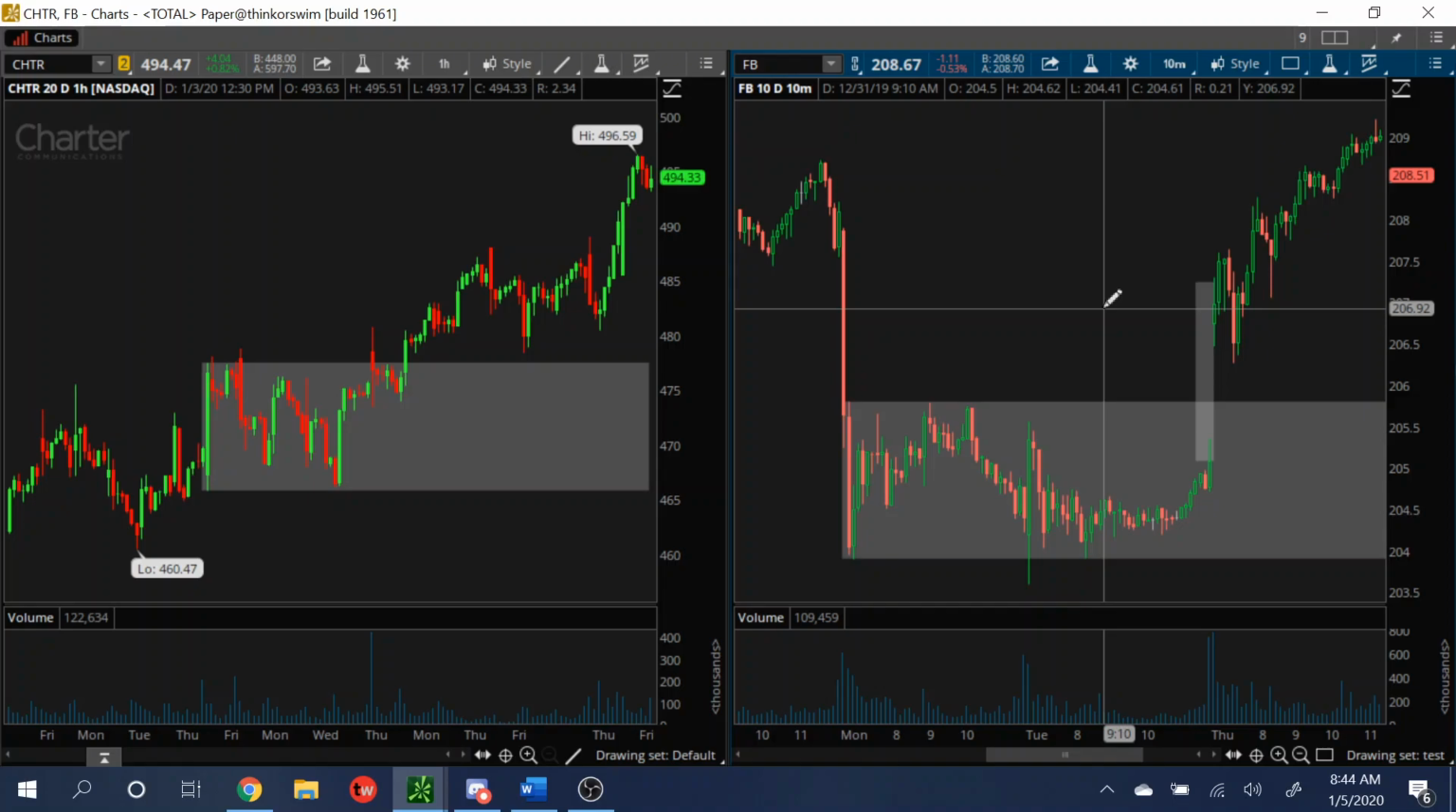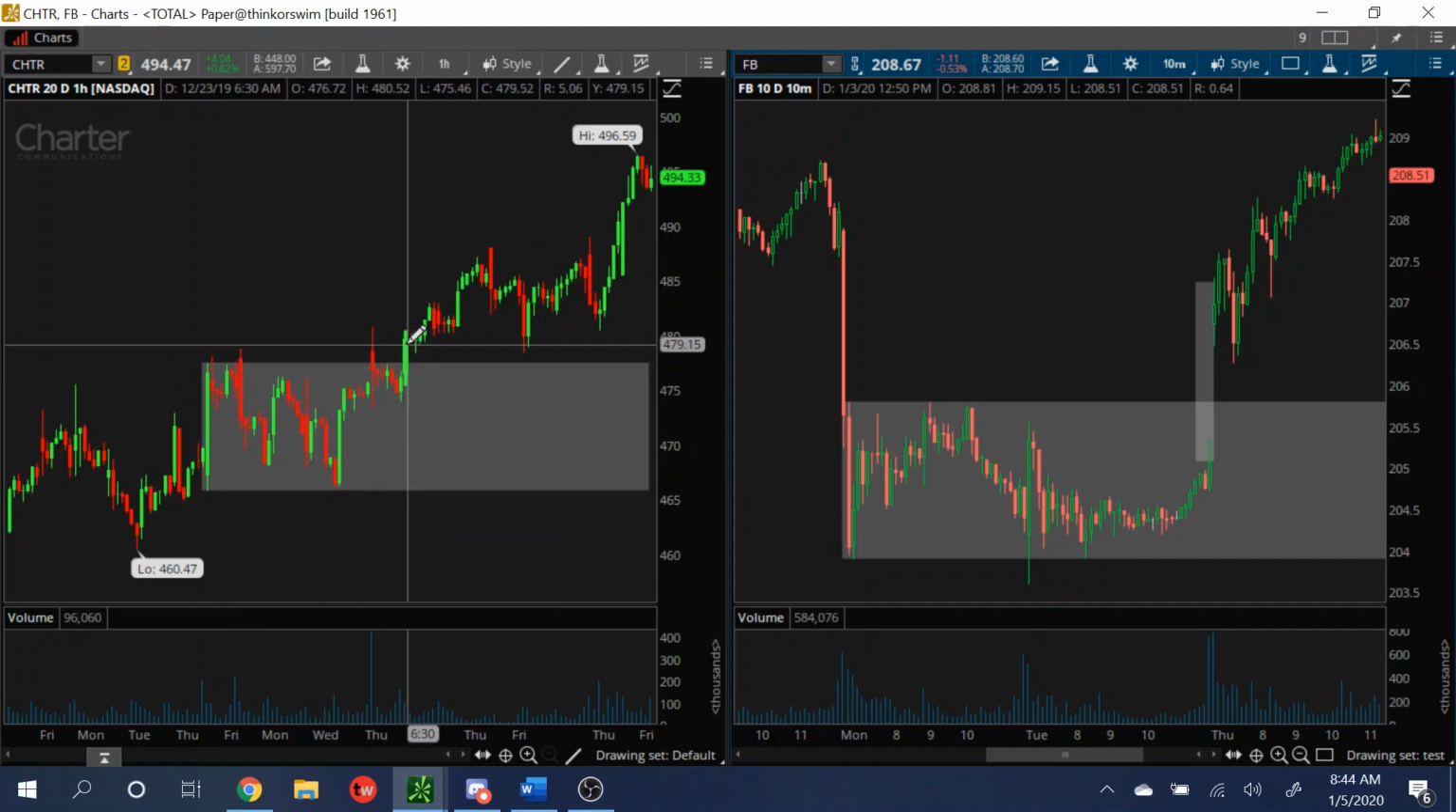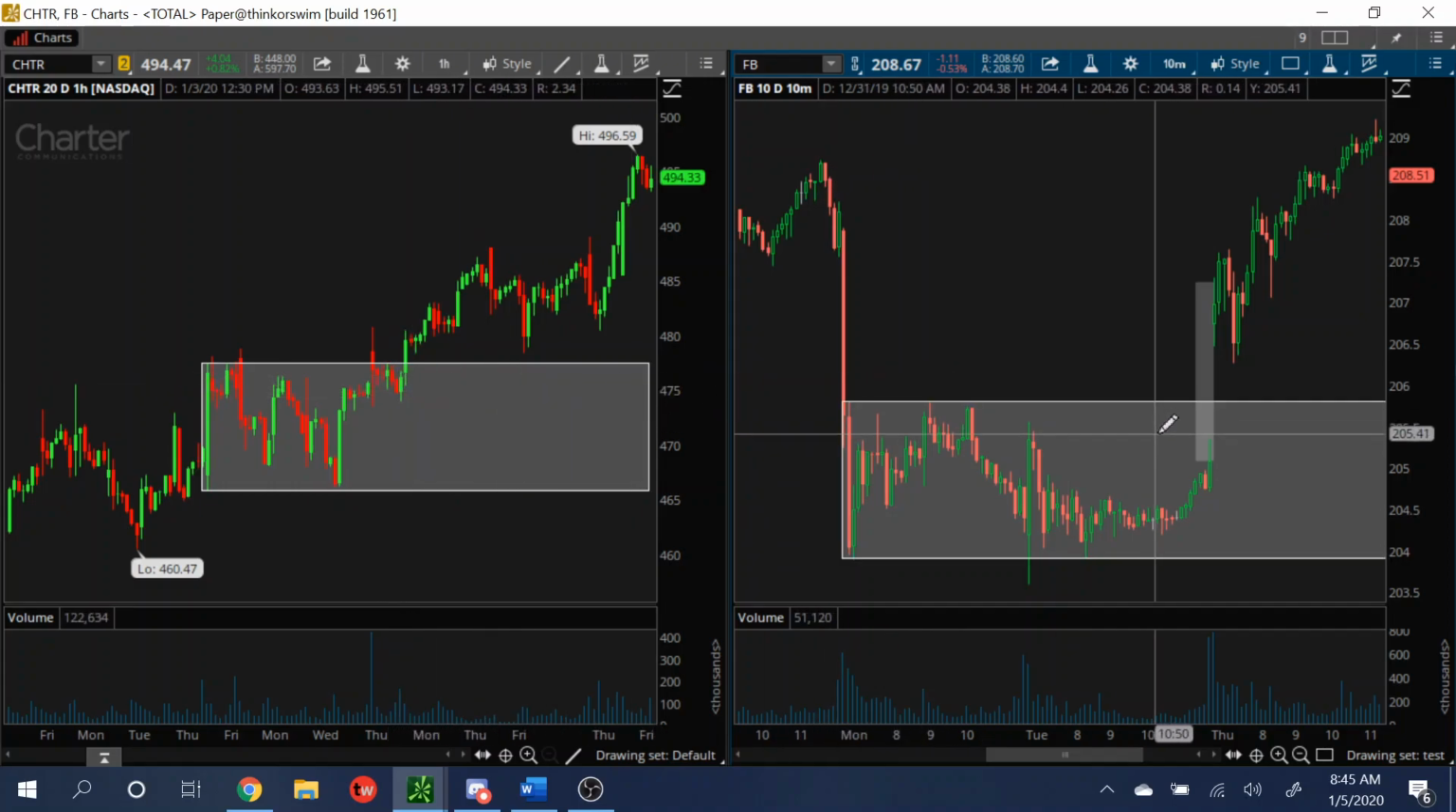Keep in mind the criteria: a larger than normal break up or breakdown candle coming through a support or resistance. Mark the top and bottom, set your alerts, wait for that break. Stop loss will be that breakout candle's low or that breakout candle's high.